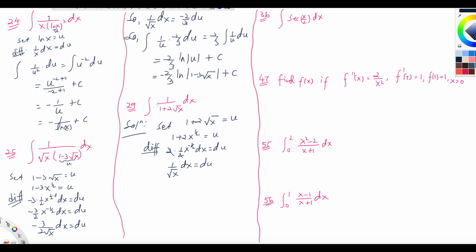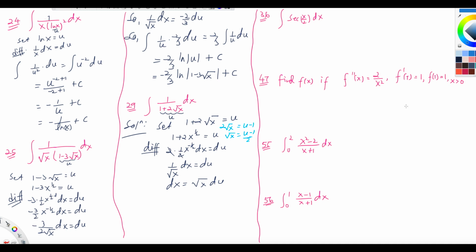But there is no 1 over root x there, because we will be replacing the whole thing by u, and there is nothing left, just dx left. What is dx then? Dx will be root x times du. But what is root x? You need to solve from here. Let me use a different color. So what is 2 root x? If you subtract 1 from both sides, you get 2 root x is u minus 1. So root x is u minus 1 over 2.